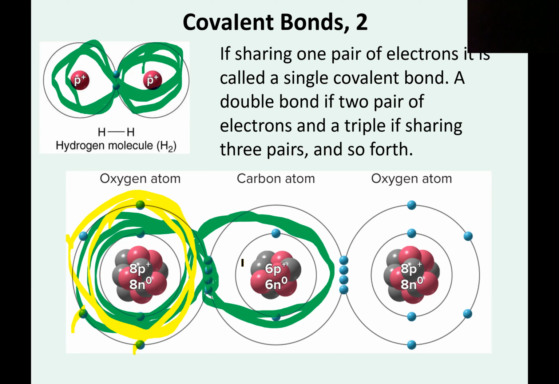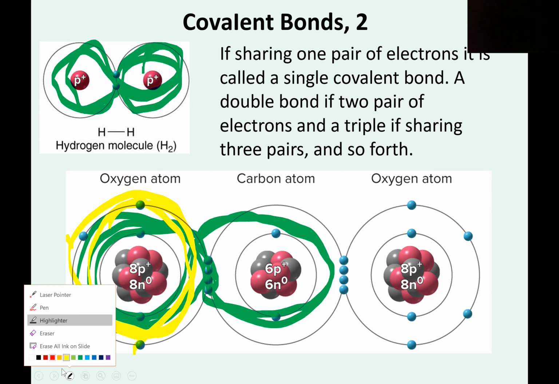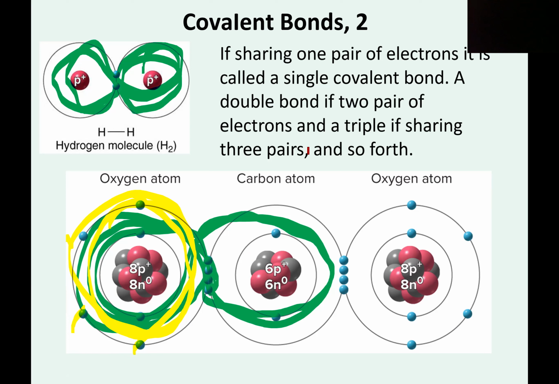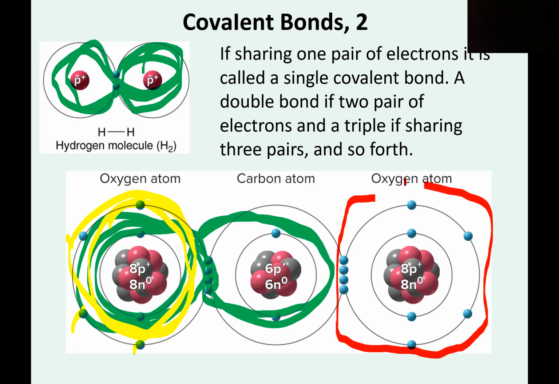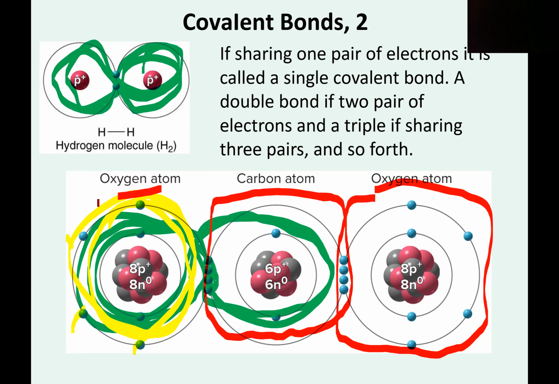If you cover up the carbon and just focus on this oxygen, there are 8 electrons going around in that second shell. If you focus on carbon, it has 8. This oxygen has 8.